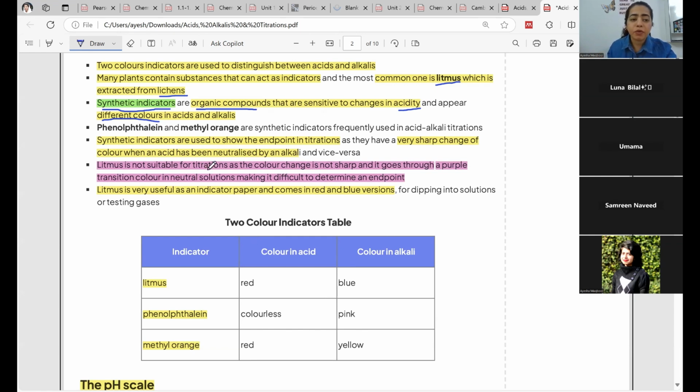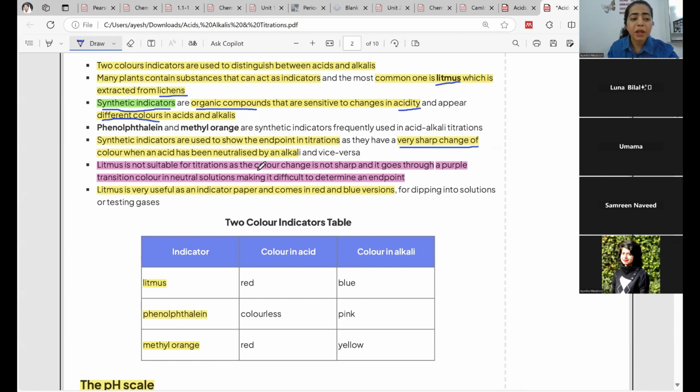So why do we use these synthetic indicators, or any indicator? Basically, they give you a color change. But it is important that if we are choosing any indicator, we need a sharp change in color. It means if it is giving you one color in acid and another color in alkali, those colors should be completely different from each other. If they are a little similar, then we will not be able to identify the change in color easily.